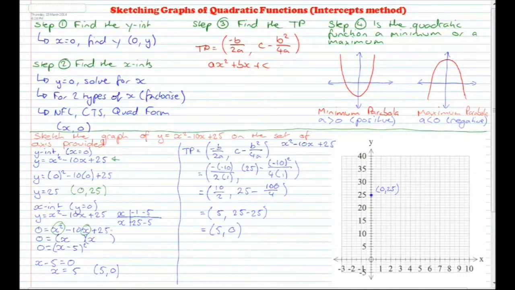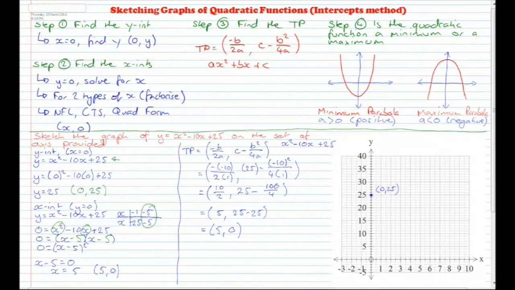Are there any factors of 25 that add to negative 10? So let's write out the factors of 25. You've got 1 and 25, and 5 and 5. But because we've got a positive and a negative answer, we need to make these both negative. So you've got negative 1 and negative 25, and negative 5 and negative 5. Now, do some of these add to negative 10? Well, we know that negative 5 plus negative 5 equals negative 10. So you're going to get (x minus 5)(x minus 5). Because we've got the same bracket twice being multiplied by each other, we write that as (x minus 5) squared.